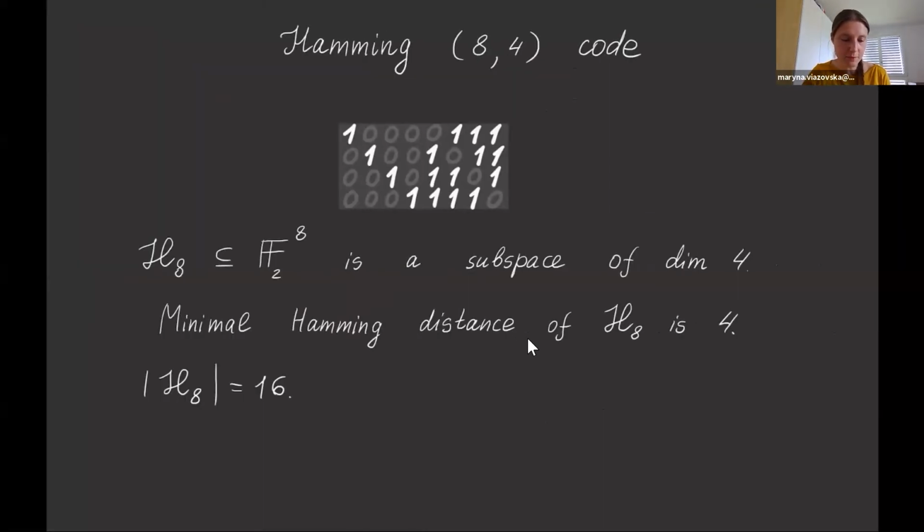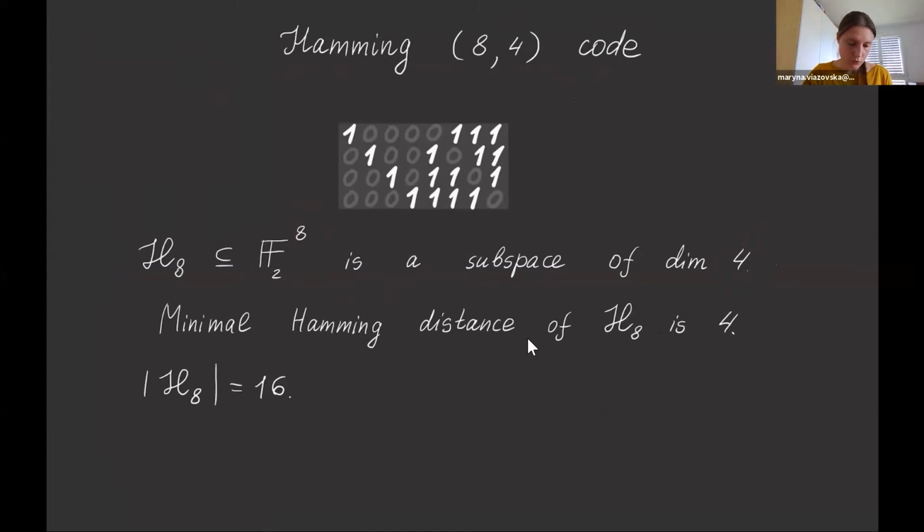And here is another similar situation. This is a situation of a Hamming code. A Hamming code is a subspace of dimension 4 inside of a vector space of dimension 8 over the finite field with two elements.